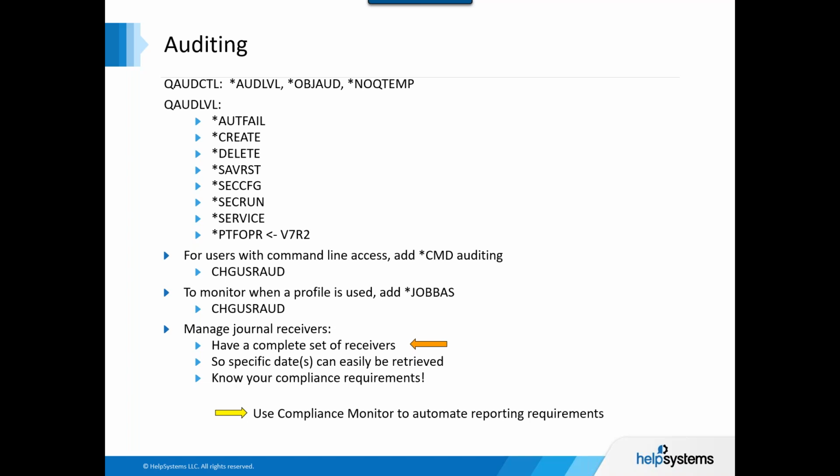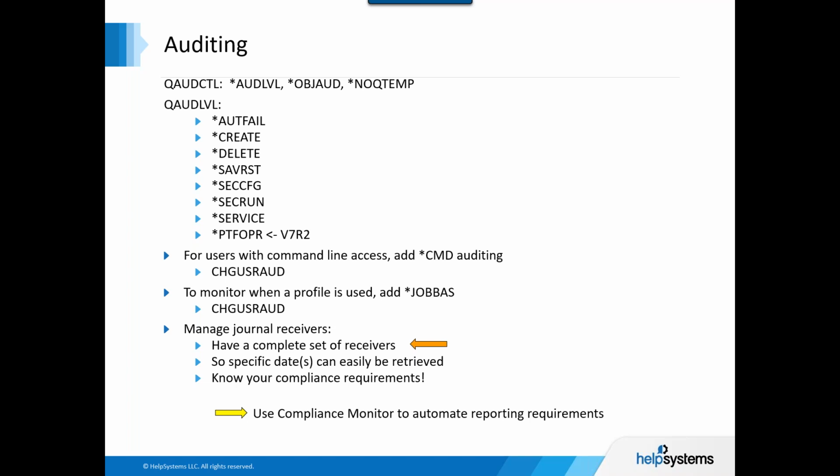If you need to know when a profile is used and it's not already included in the system value, then you can turn on additional auditing at the user level, again using the CHGUSRAUD command, and add job basic action auditing. That will log whenever that user logs on, whenever they start, stop, release, or hold a job.